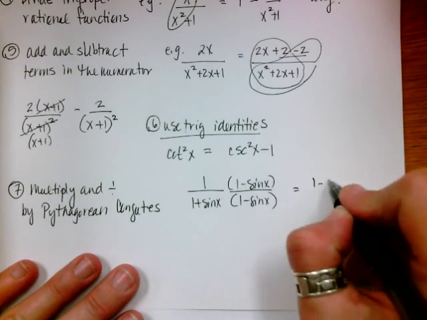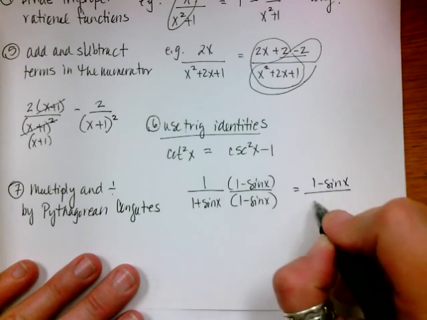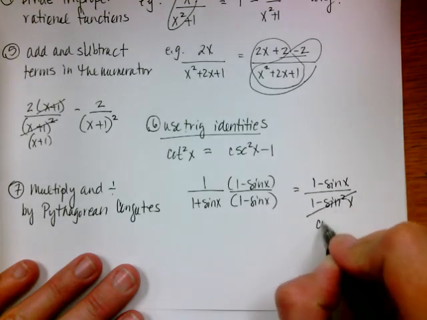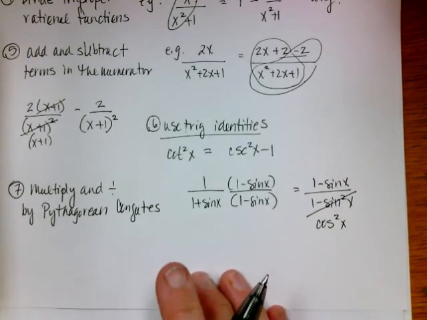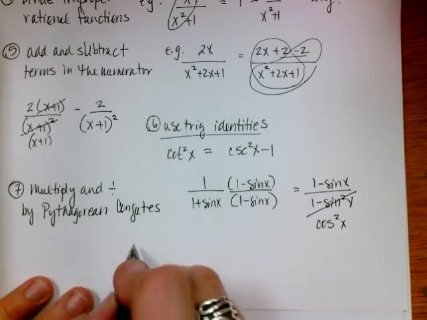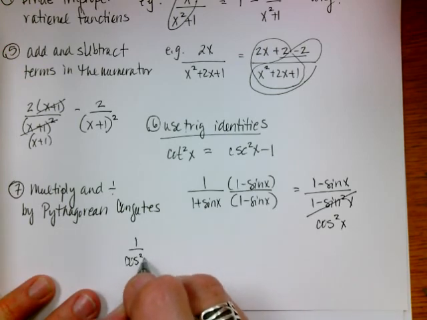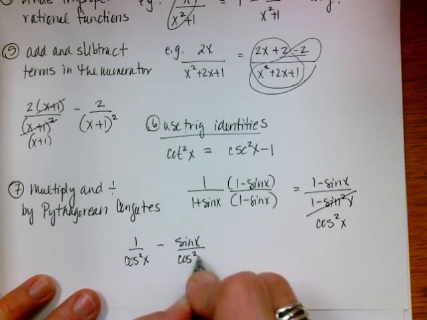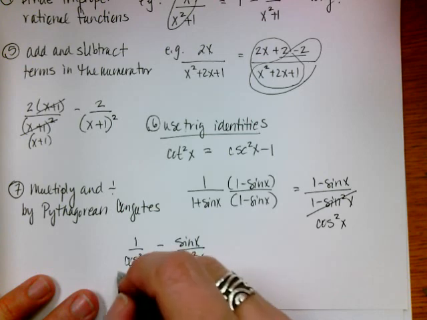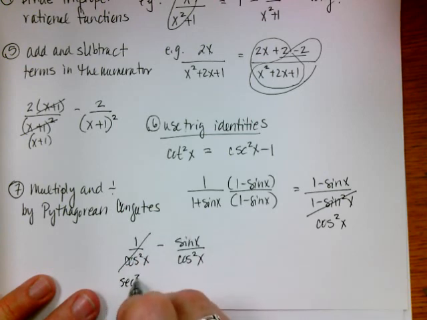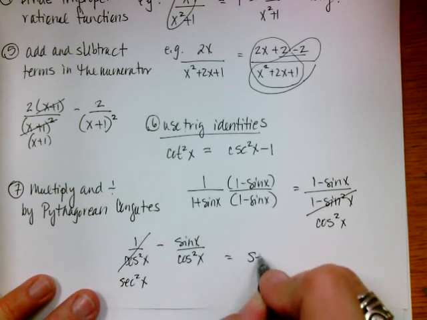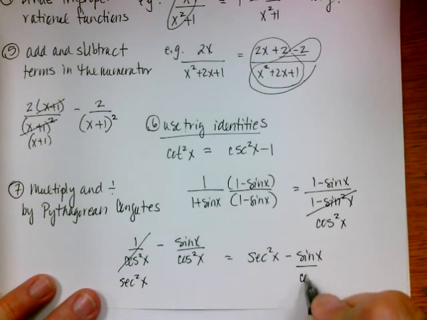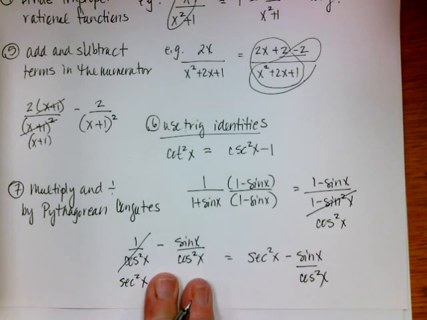So then on the top I get 1 minus the sine of x. On the bottom I get 1 minus sine squared x. Well, that becomes cosine squared x. And now I can split up my numerator as 1 over cosine squared x minus the sine of x over cosine squared x. This guy is secant squared x, and I could keep going if I needed to. There's more that I could do, but this just gives you a general idea of what happens as you start rewriting your expressions.